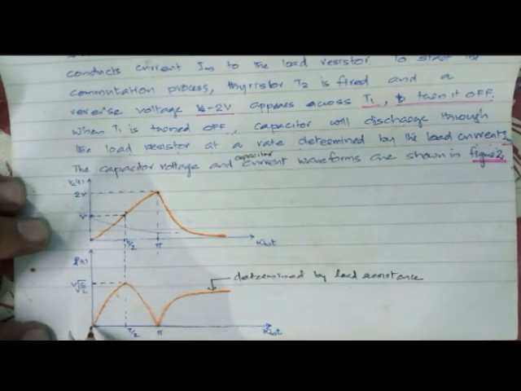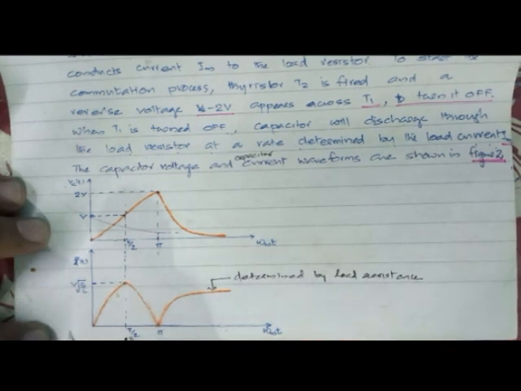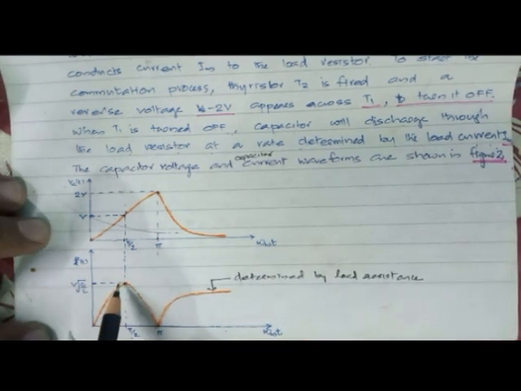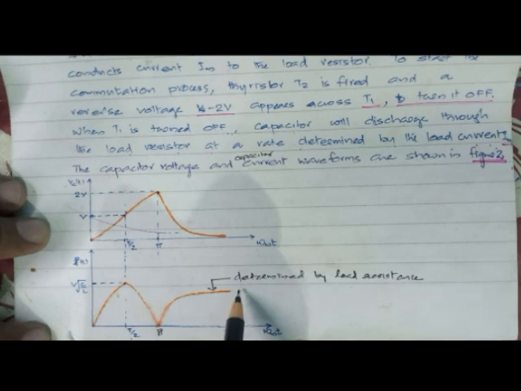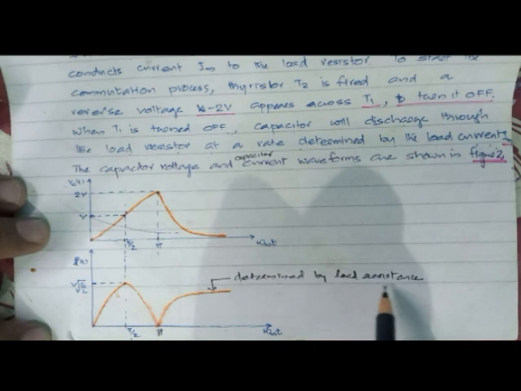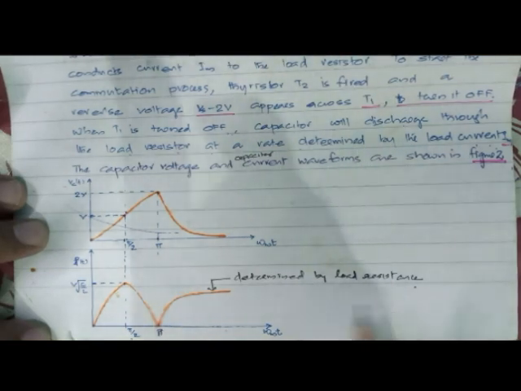The charging current goes from value 0 to the maximum current V root C by L when omega mt is pi by 2, and it becomes 0 when omega mt equals pi, and thereafter it discharges through the load resistor, at a rate determined by the load resistance. If the load resistance is high, then the discharging will be at a slower pace. If the load resistance is small, we will have a fast discharge through the resistor.